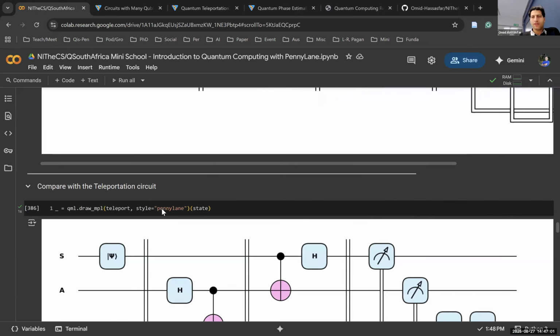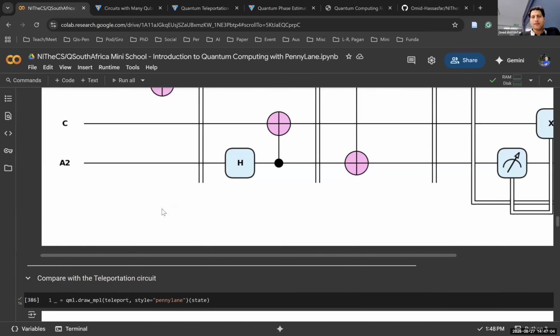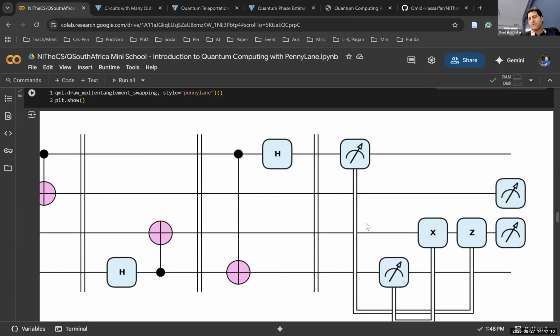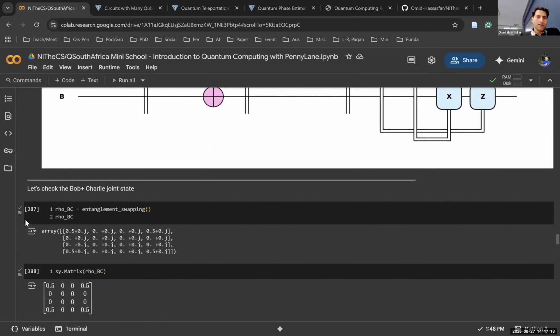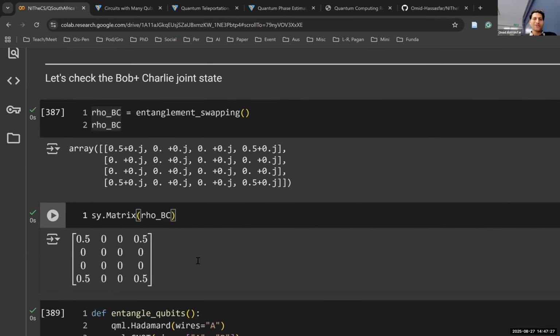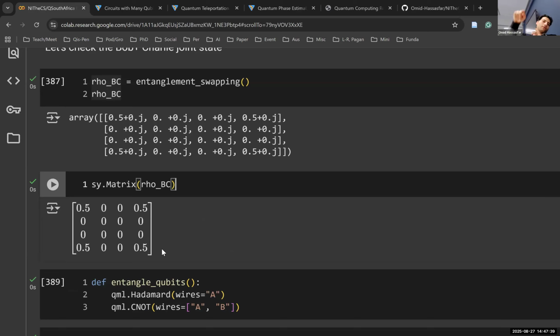And then you can compare this with the teleportation after the session. These are very similar, specifically the last part is very similar. Okay, how can we check? This is rho, the density matrix of the joint Bob and Charlie. If you want to see a better version of this, you can use the SymPy package to show you exactly this matrix. So 0, 0.5, 0, 0.5, 0, 0.5, 0, 0.5, and the rest of the elements are 0.